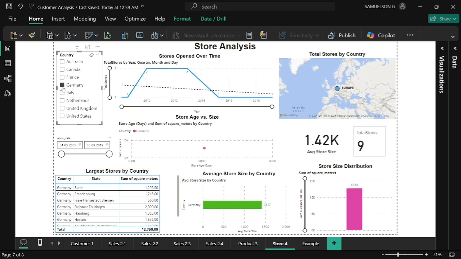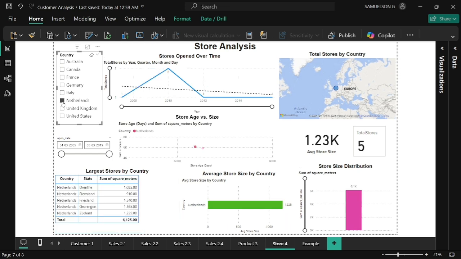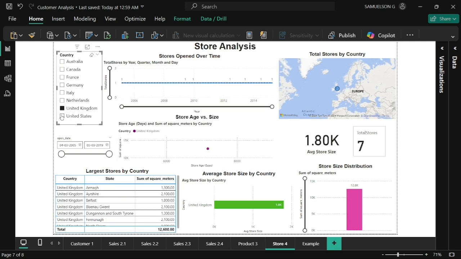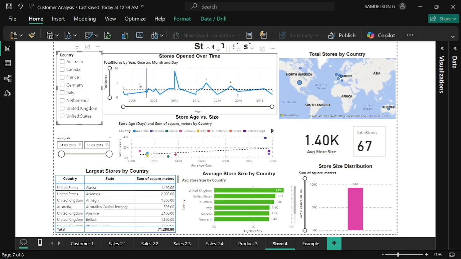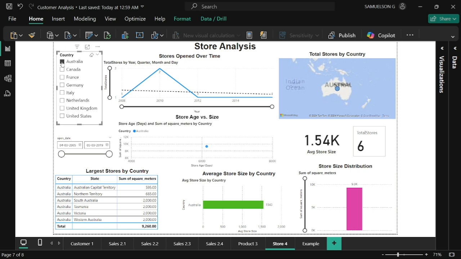Okay, Germany is okay, 3 stores and 143. And Netherlands is not okay, but it's slightly okay. You can see all the others are okay. This is the store open date, stores opened till 2021. What's the age of the store? It shows in days.